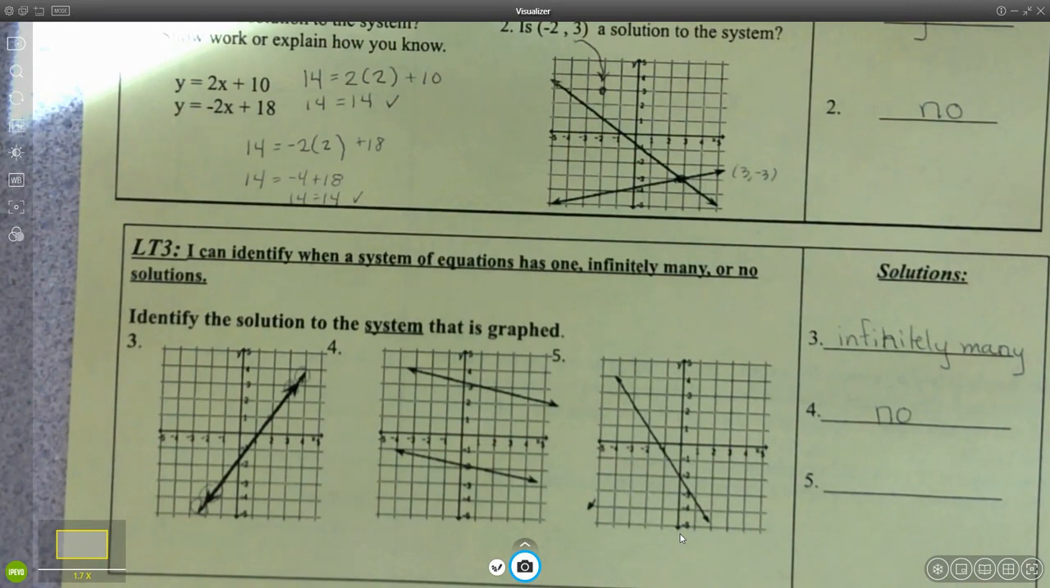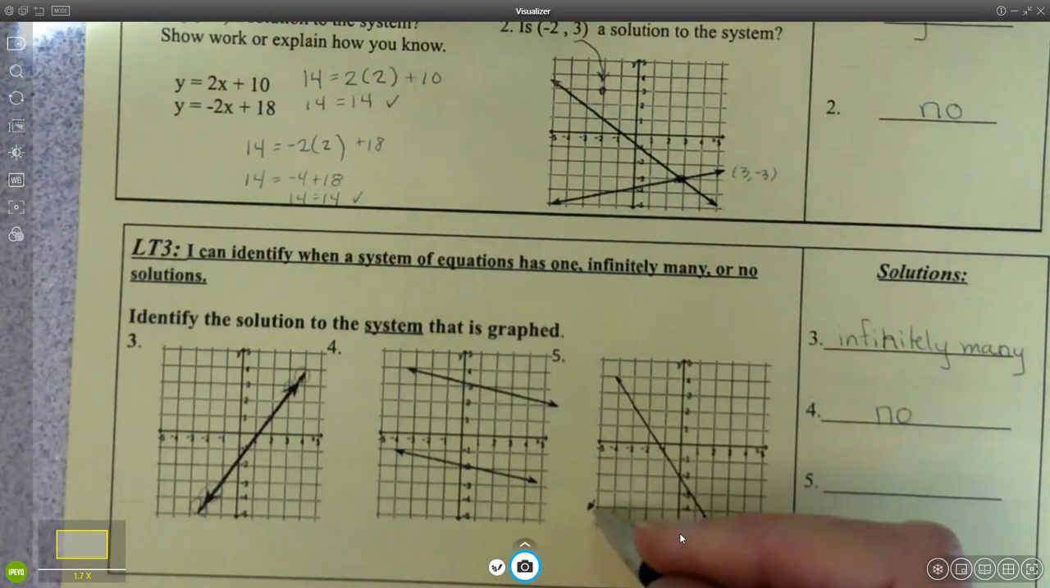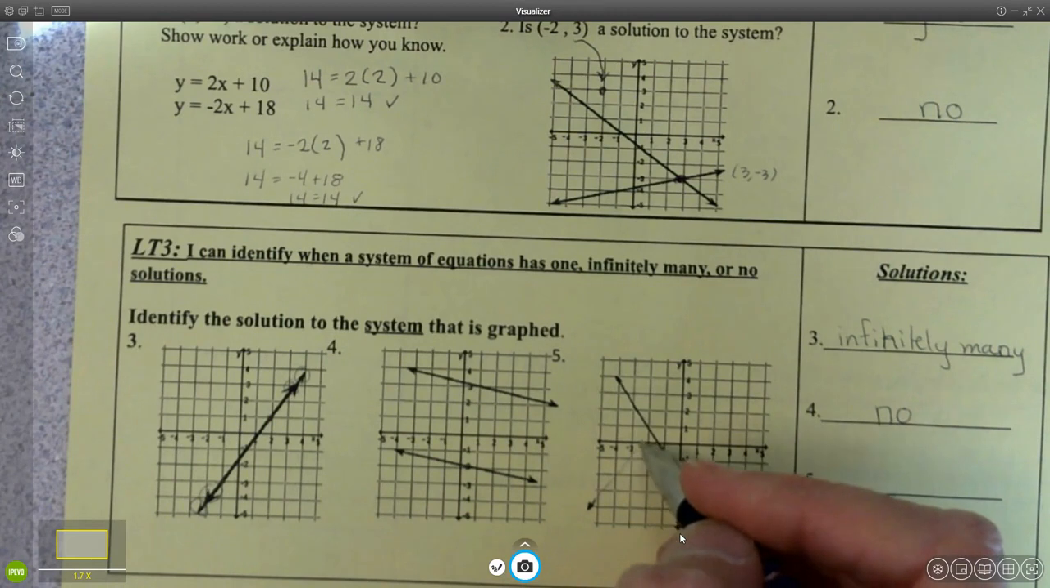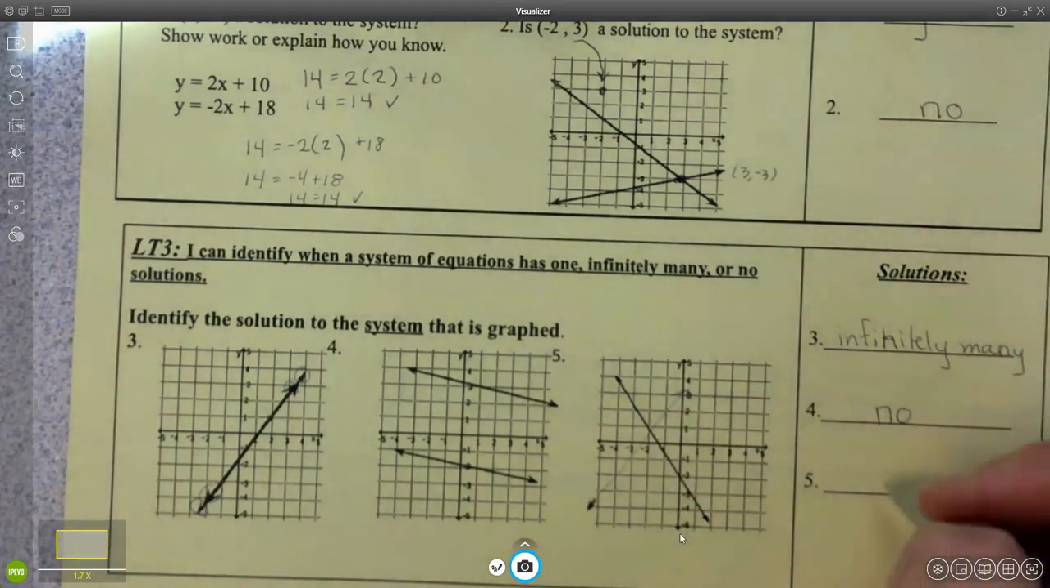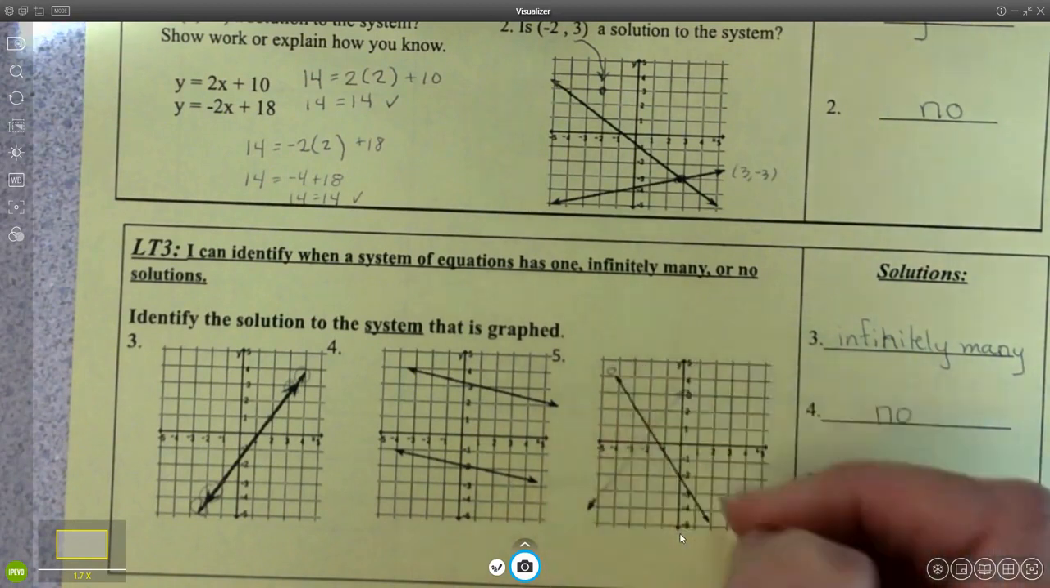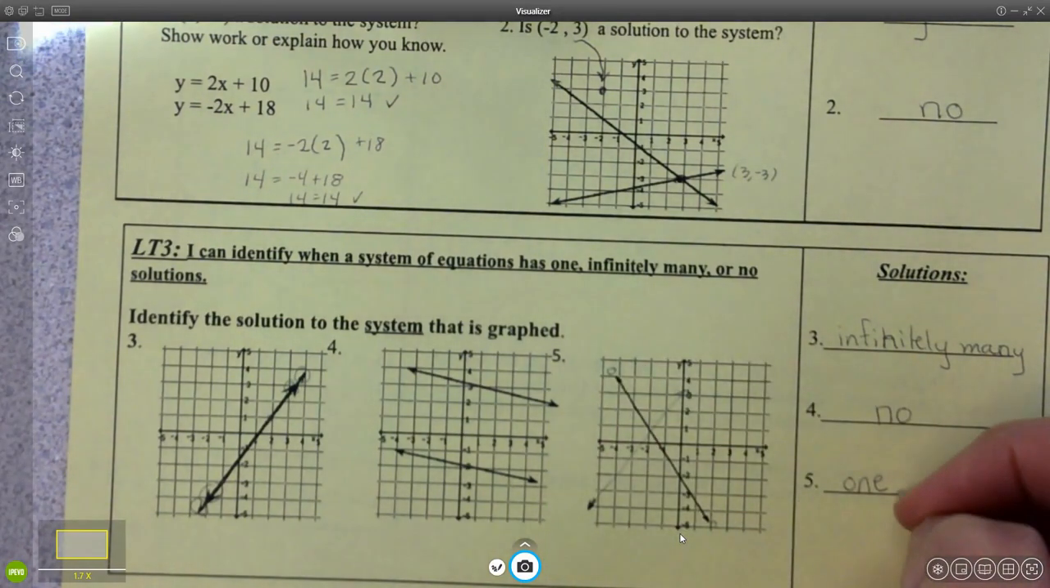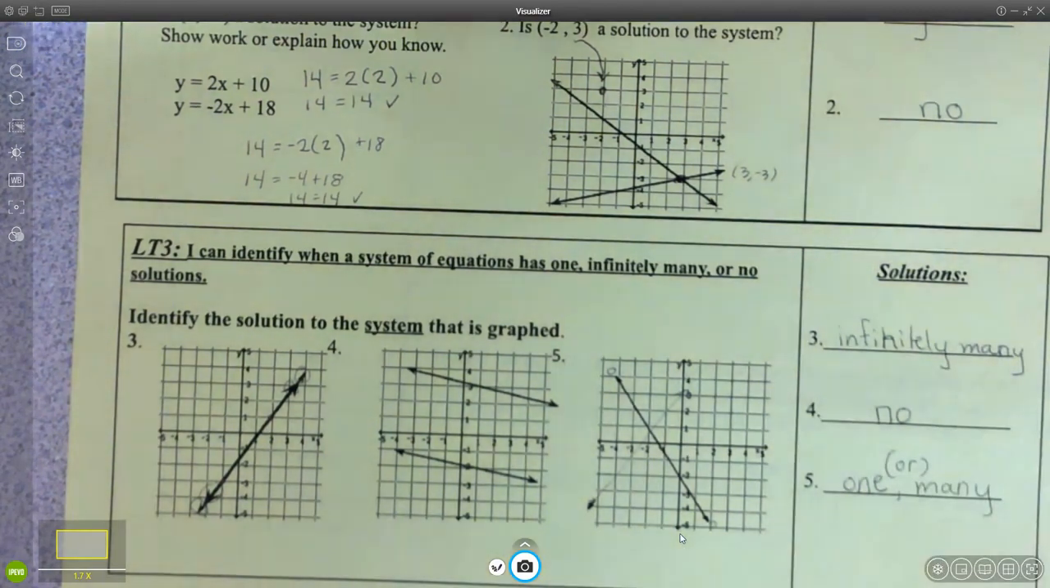And here, you could imagine that this line keeps going. And so you could have said 1, but the printing was kind of goofy on this. So you might have thought there was supposed to be 2 lines here. So it could have been many as well. Kind of depends on how you interpreted it, and I will probably not count that one.